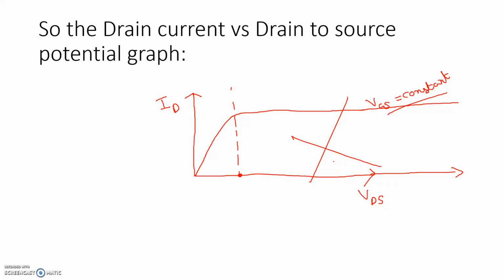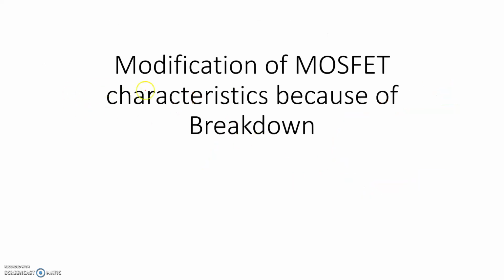Breakdown of the device can occur. That's what I am going to discuss in this video. So our today's topic is modification of MOSFET characteristics because of breakdown. Already we have studied original characteristics, then we have introduced velocity saturation. Now we are further introducing the breakdown concept and we will modify the MOSFET characteristics graph in this video.